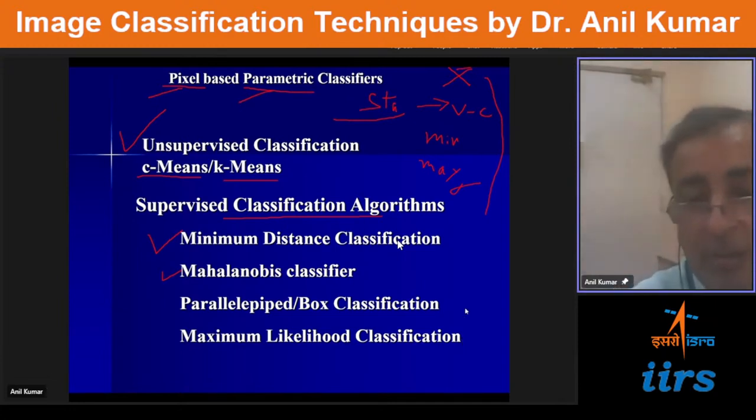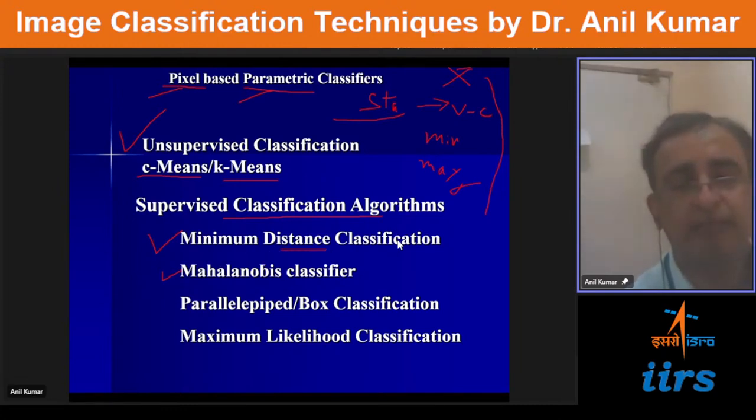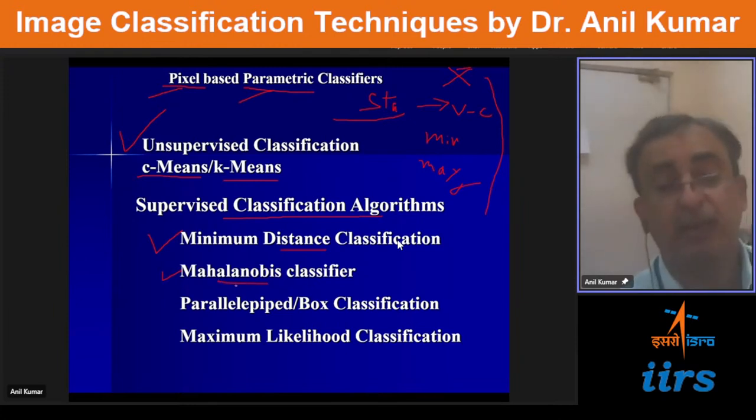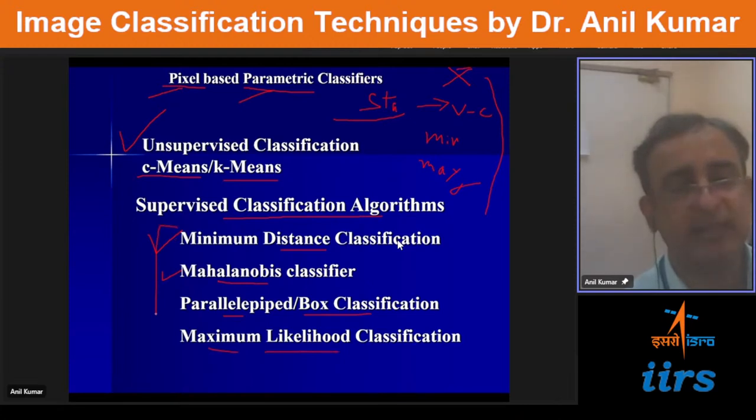Sorry, there was some call. So I was talking about the list of supervised classifiers like minimum distance classifier, then maximum likelihood, then Mahalanobis classifier, then parallelepiped and box classifier, and finally the maximum likelihood classifier. So these are all supervised classifiers under the pixel based parametric and statistical classifier category.